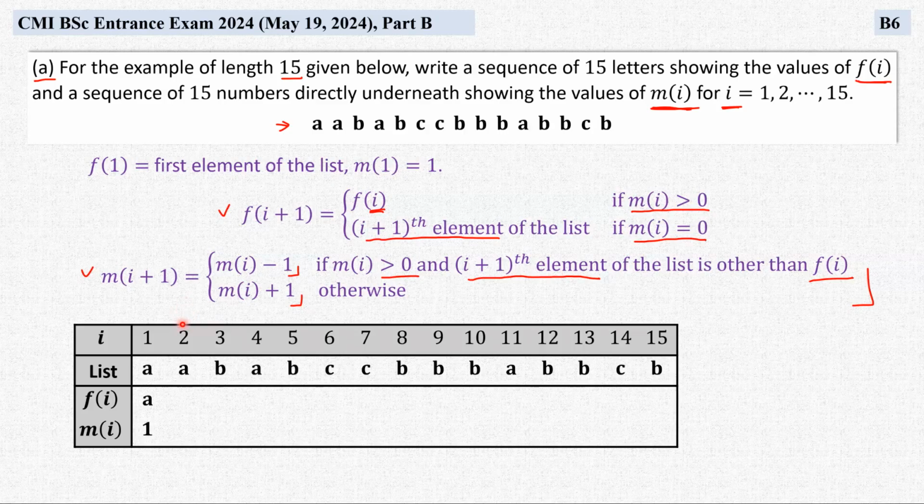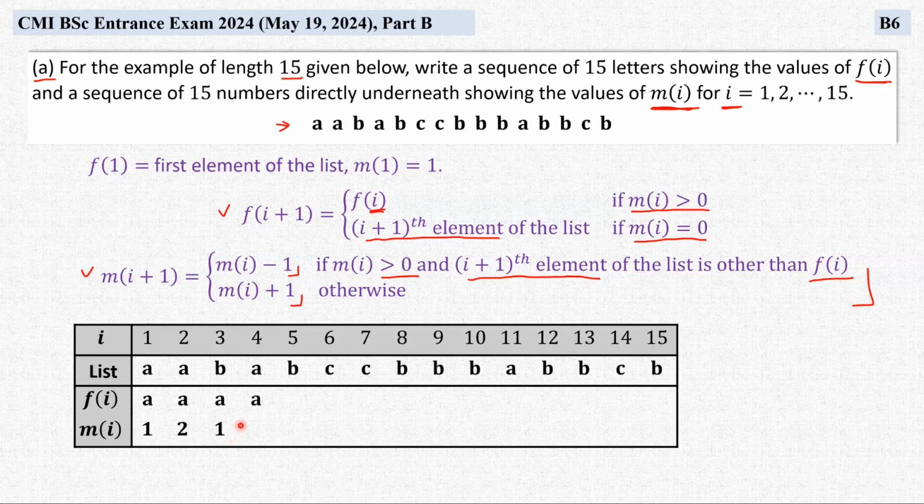So if we move on to i equals 2, the value of function m is non-zero, so the element in function f does not change. It is still a. Moreover, the second element of the list is a, which is the same as the first value of function f. This fits into the otherwise case, so the value of function m increases. Next, we still have positive value for m, so function f is still a, but now the next element of the list is b, which is different from a. Therefore, now the function m decreases. And we can go on and on.